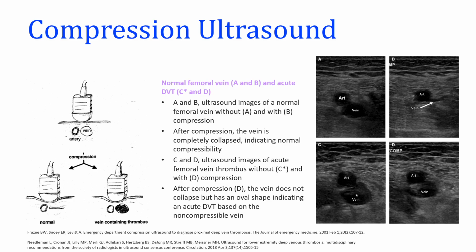The artery will remain patent, even with light to moderate compression. However, in the case of acute DVT, the vein remains open and non-compressible as seen in image D, indicating the presence of thrombus within the vessel. Thus, loss of normal venous compressibility is the primary ultrasound finding used to diagnose DVT.